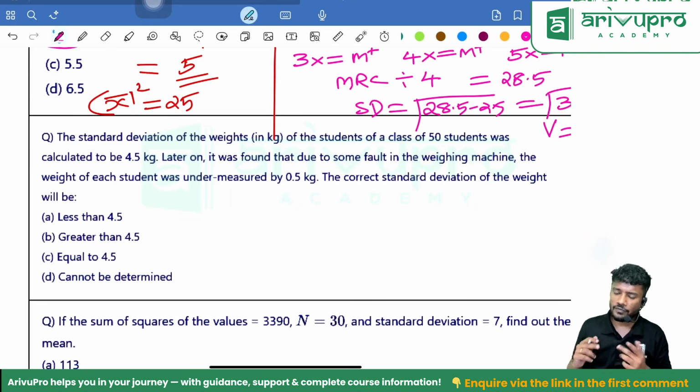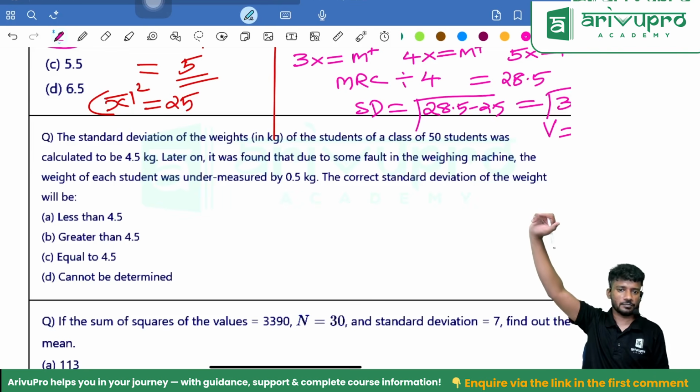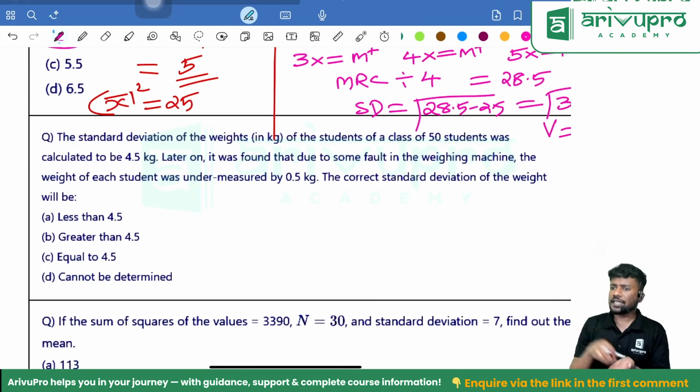But is it affected by scale? Yes, it is affected by scale. That is the basic thing. What do you mean by origin? We are adding some value to each observation. What do you mean by scale? Multiplication or division of the observations by some value.